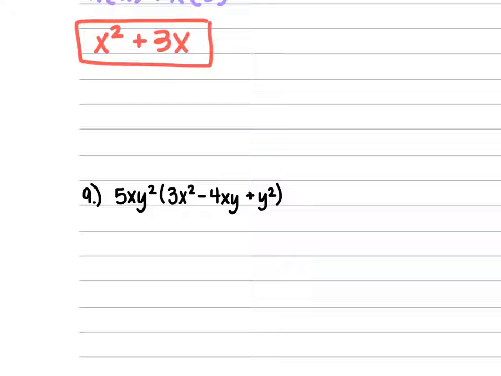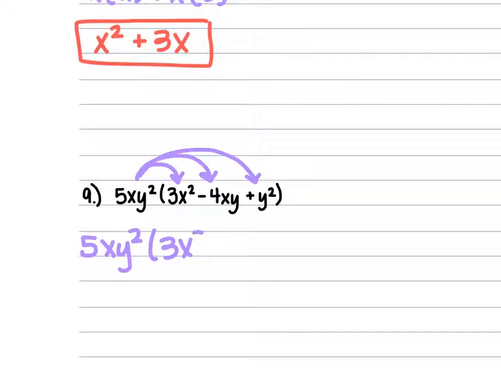For example 9, we have 5xy squared times (3x squared minus 4xy plus y squared). So we are distributing that 5xy squared. We're going to multiply it by the 3x squared, by the negative 4xy, and by the y squared as well.